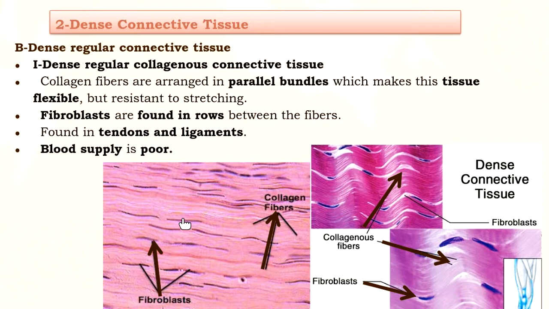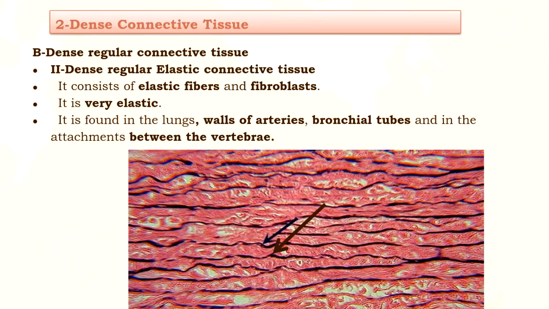The fibroblasts are found in rows between the fibers, as you can see here in the first picture, and this type of dense connective tissue is found in the tendons and ligaments. Because of this dense arrangement of collagen fibers, the blood supply is poor to this tissue. Is it clear? The next is dense connective tissue but elastic. So it consists of elastic fibers and fibroblasts.